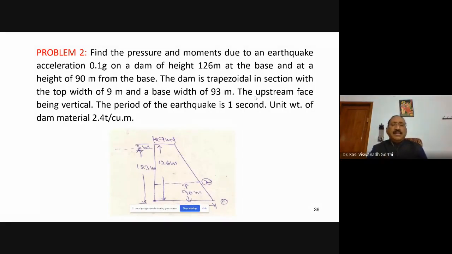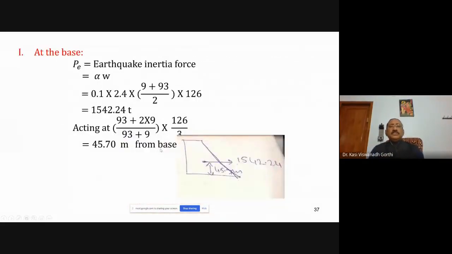Unit weight of concrete is 2.4 tons per cubic meter. So at the base first, you have the earthquake inertia force, W into alpha. Alpha is the coefficient of earthquake acceleration. W is the self weight. So self weight up to that section you need to take, up to that section 9 meters, and at this portion whatever is the base width that you need to take.